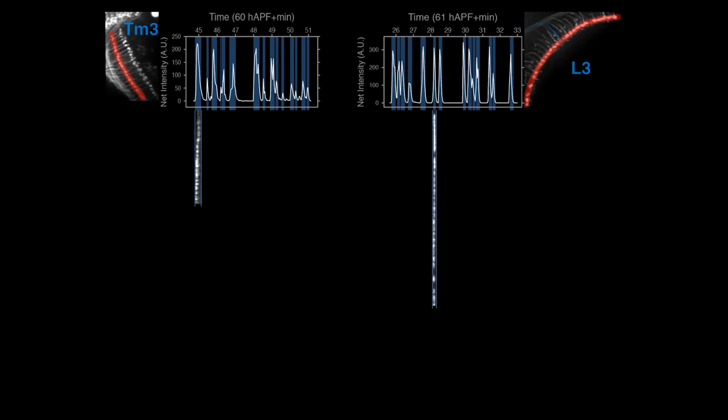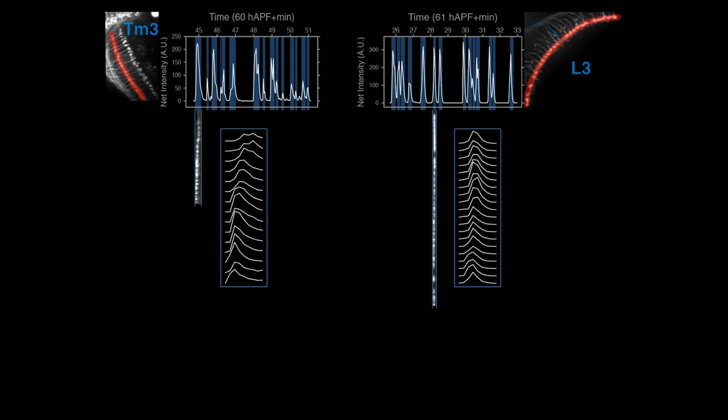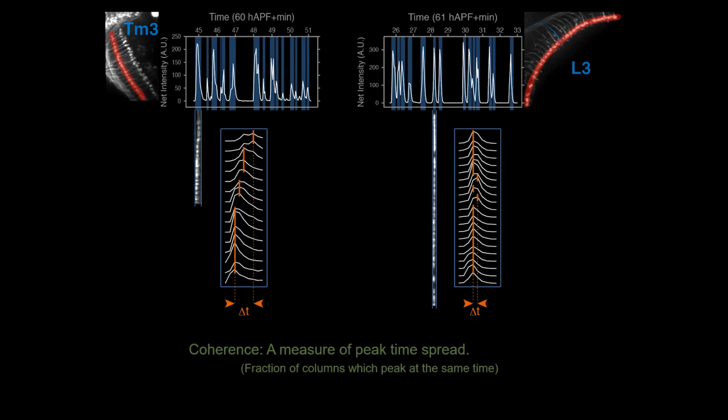Kuhn then defined a second metric, and that is the position of the peak for each of the columns within each individual sweep. And he called this coherence. And you can see differences in the coherence of TM3 and L3. You can see that the peak for each column spans a broader time frame than what we see for the peaks in L3. And he called this activity coherence. So it's a measure of the peak time spread. It's the fraction of columns with peak at the same time.